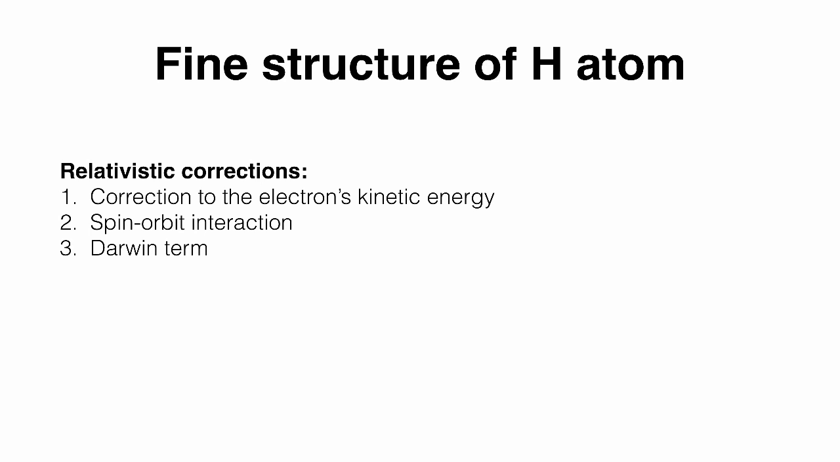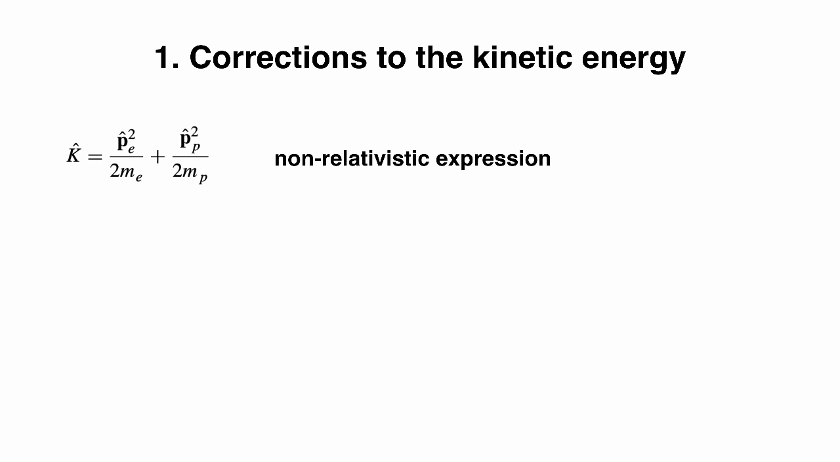The second thing is the spin-orbit interaction. There is an interaction between the spin of the electron and the orbital angular momentum, and I'm going to tell you a little bit where it comes from and its effect. And then finally, we will bring up the Darwin term, which is a correction to the corrections. We will see that there is something missing, and this is what the Darwin term does. Let's start with the correction to the electron kinetic energy.